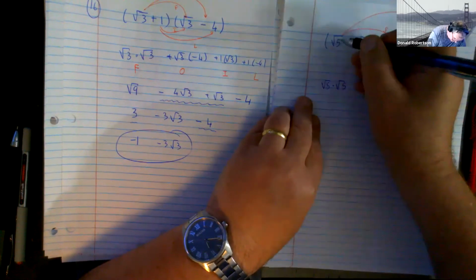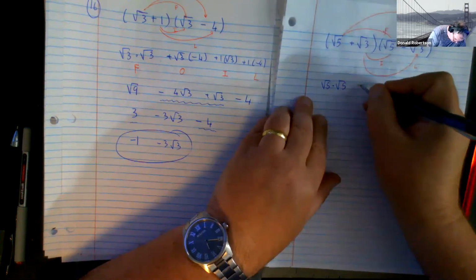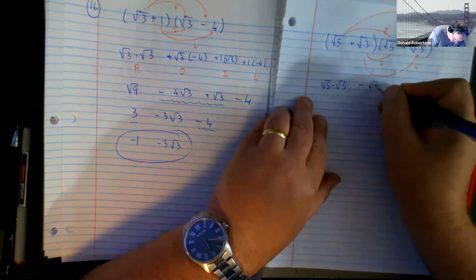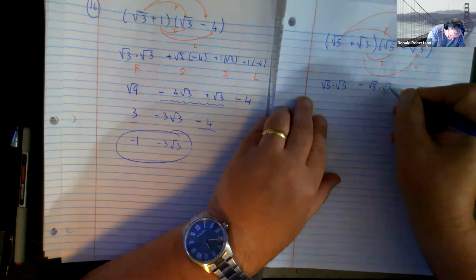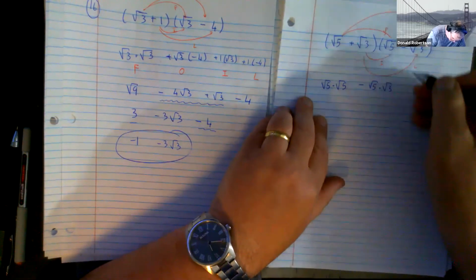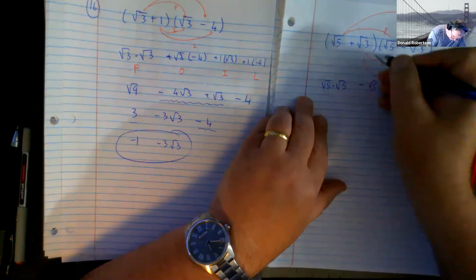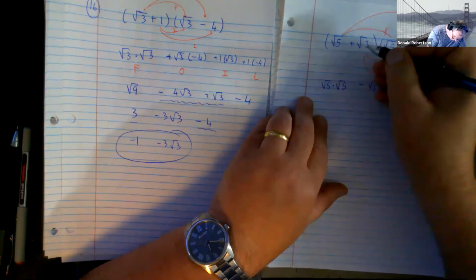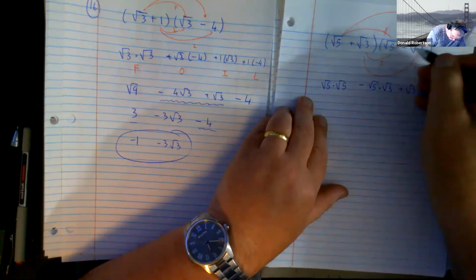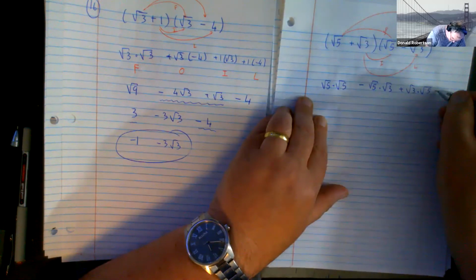A square root of 5 times this guy gets you negative the square root of 5 times square root of 3. Going this way, you've got a positive square root of 3 times square root of 5. And then to finish with, a positive square root of 3 times a negative square root of 3 gets you a negative square root of 3 times square root of 3.